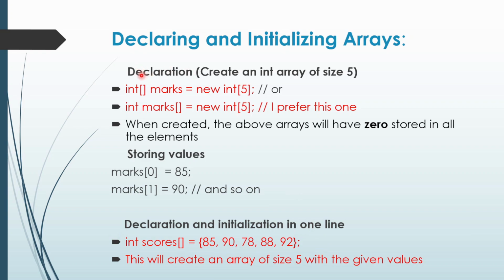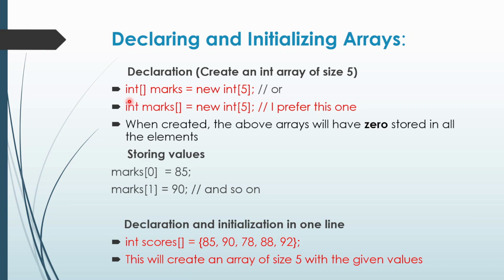The first one is a declaration: create an int array of size 5. So I can use this statement: int[] marks = new int[5]. Now, what did you understand here? Marks is the name of the array. Int is the data type. This means the array will store int values. This bracket indicates to the computer that this is an array. Is equal to new. Now, new is used to allocate memory. And the 5 tells the computer that the size of this array is 5 elements.